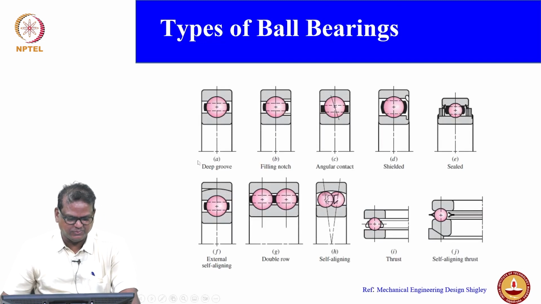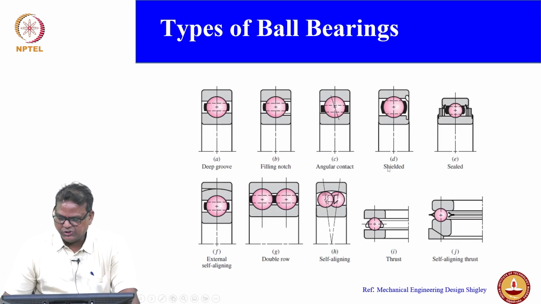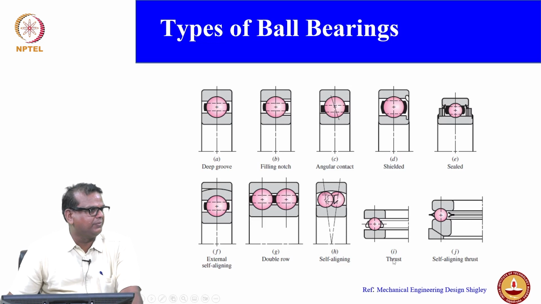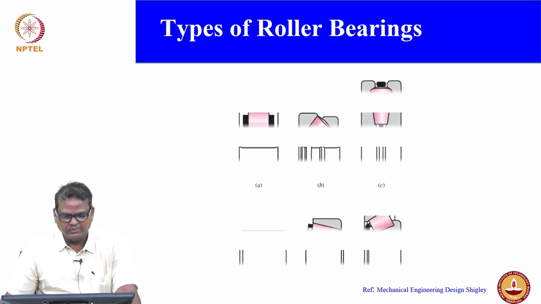Again, you can see the deep groove, filling notch, angular contact to take the misalignment, shielded, sealed, and external self-aligning, which we have seen, and double row. Self-aligning double row also. Thrust bearing is mostly for axial loads, and self-aligning thrust bearing is for axial loads plus radial loads.